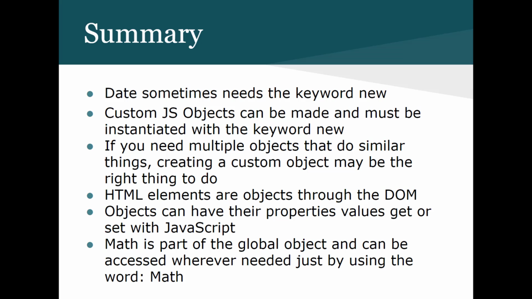HTML elements by their nature are objects. Objects can have their property values accessed or set with JavaScript. Math is a part of the global object and can be accessed whenever and wherever by just using the word Math with a capital M.